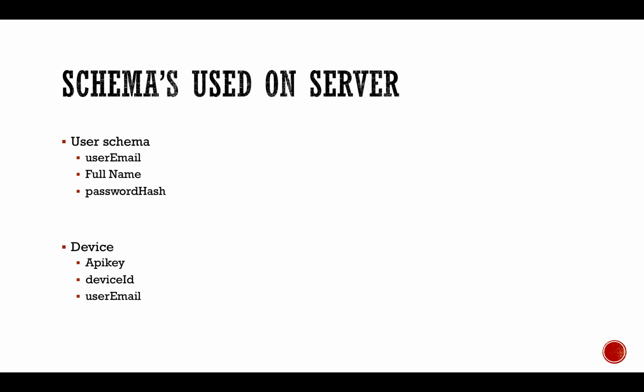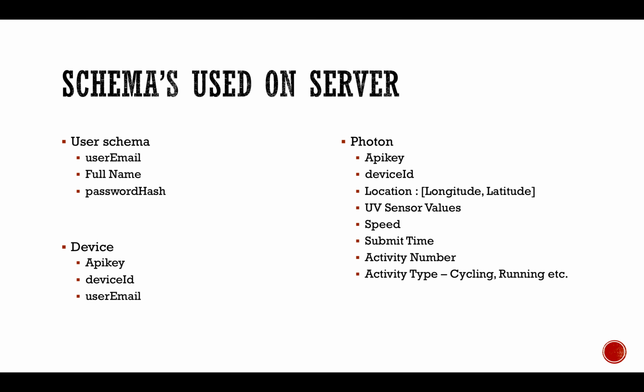Next, I'll be going through the server implementation. I would like to go through the schemas that we have used to store data. The first one is the user schema, which stores the user email, full name, and the password hash. Second is the device schema, in which we store the device information like API key, device ID, and we link it to the user through the user emails field.